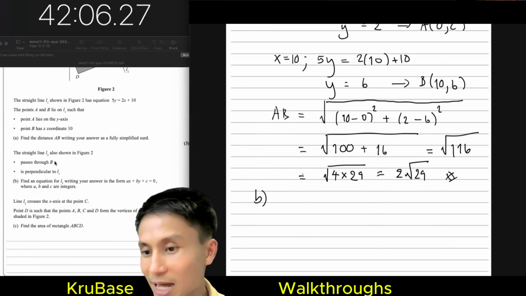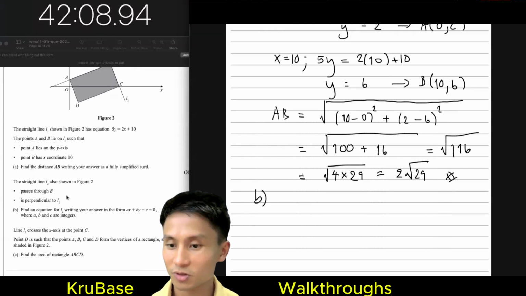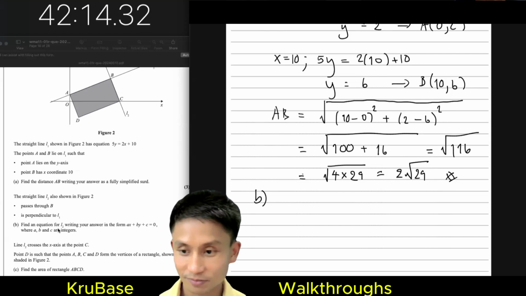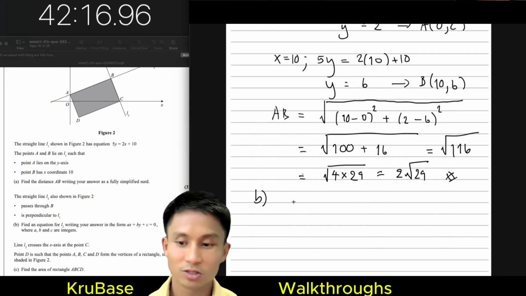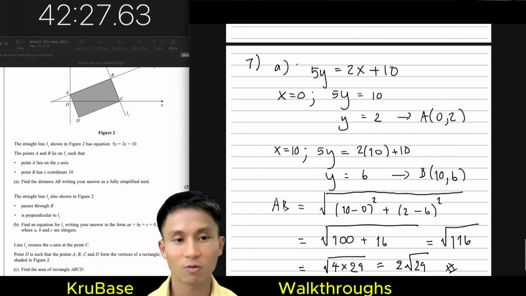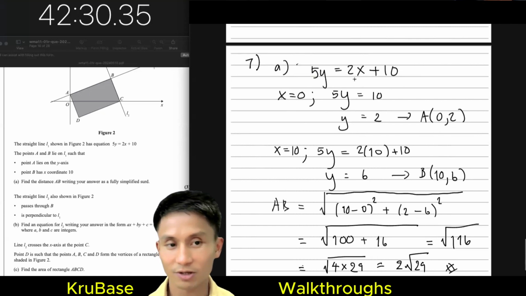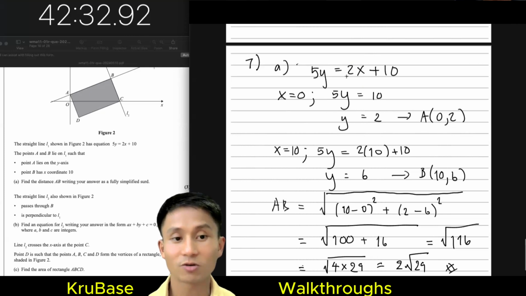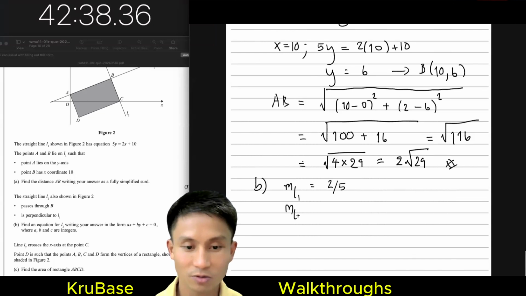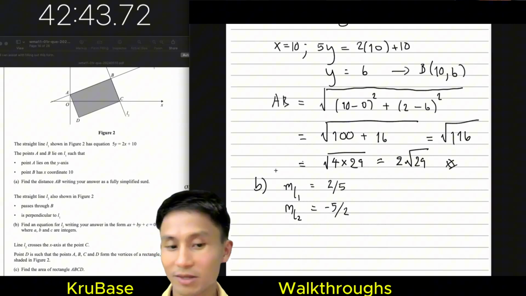Question B. The straight line L2, also shown in figure 2, passes through B perpendicular to L1. Find the equation of L2. So it's perpendicular. That means the gradient. Okay, we find the gradient of L1 first. If you divide the equation of L1 here by 5, 2 over 5 here would become the gradient of L1. So the gradient of L1 is 2 over 5. That means the gradient of L2 would be minus 5 over 2. Just again, flip the fraction and put a minus sign.